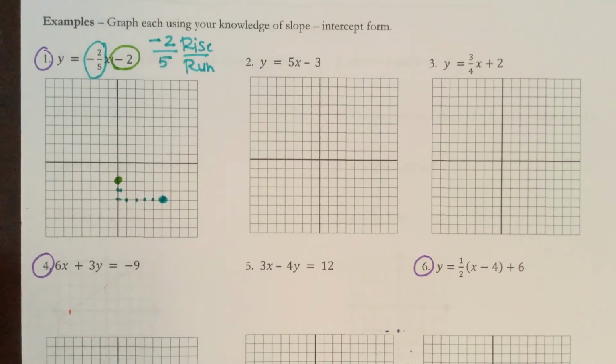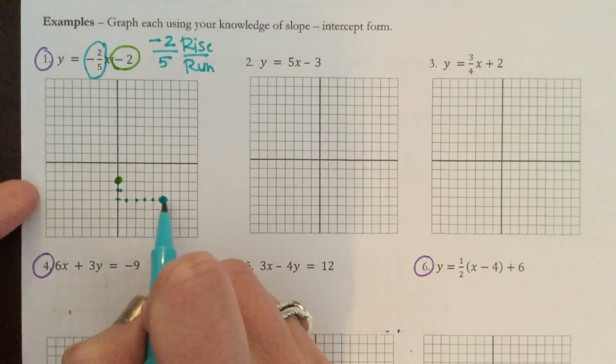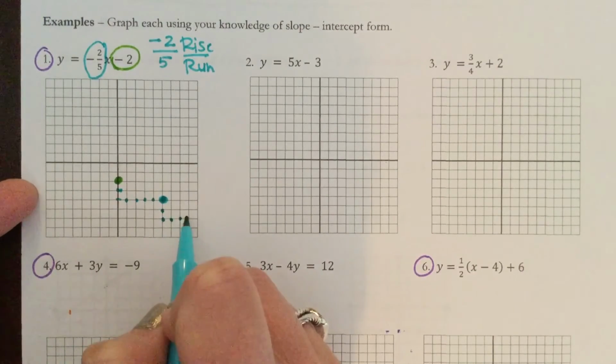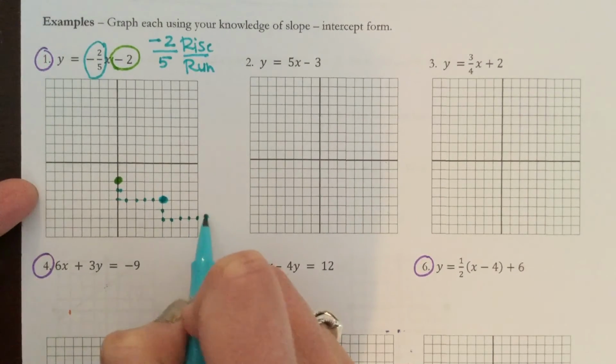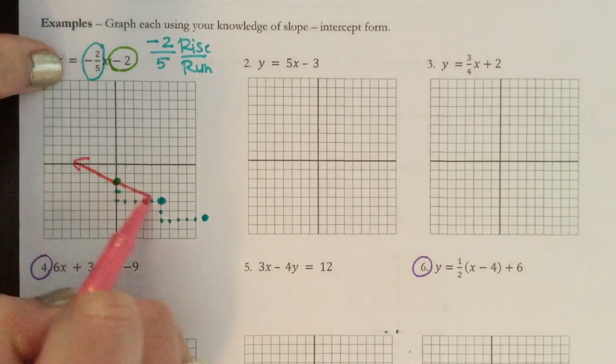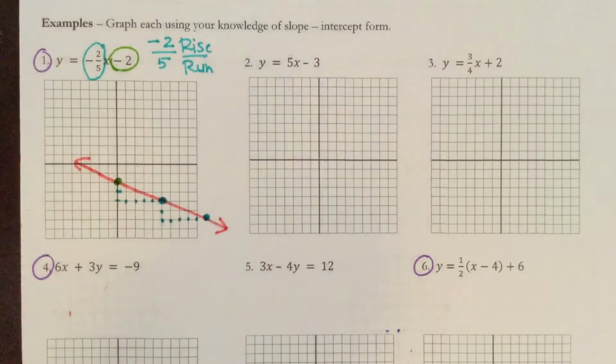I'm going to repeat those steps to get a third point on the line. So go down 2 and right 1, 2, 3, 4, 5. It's okay that it's off the graph. At this point, I have 3 ordered pairs that have been graphed, but I wanted to graph a line. So I need to connect those dots with a straight line.